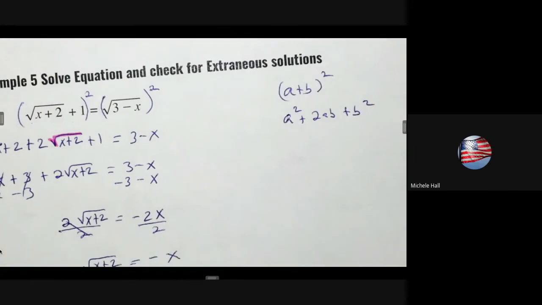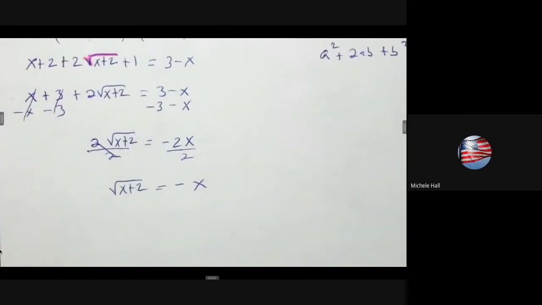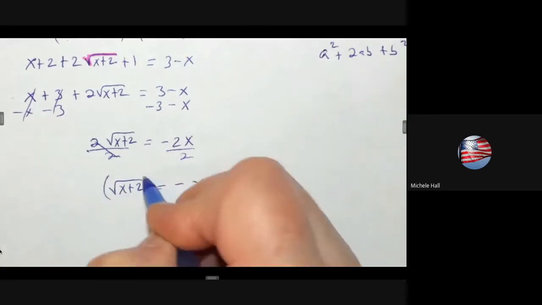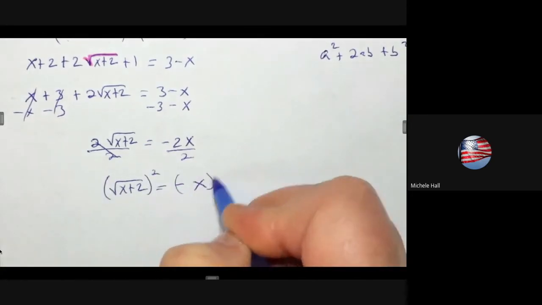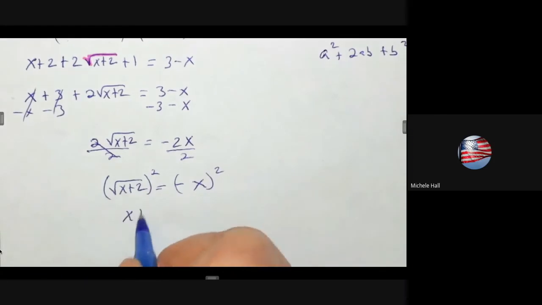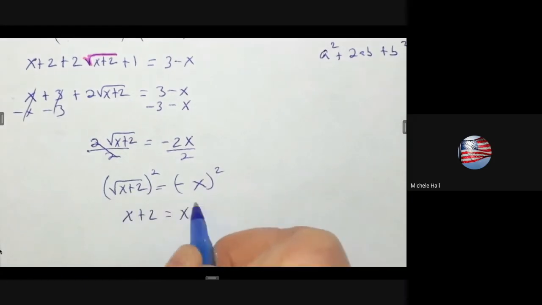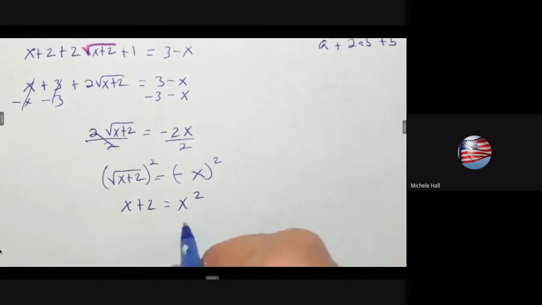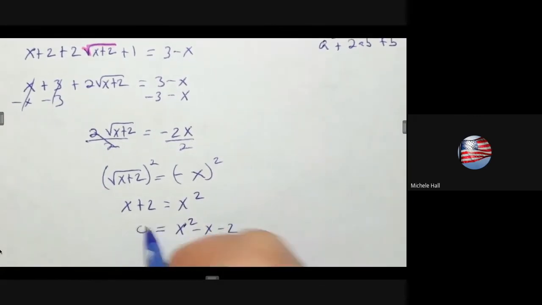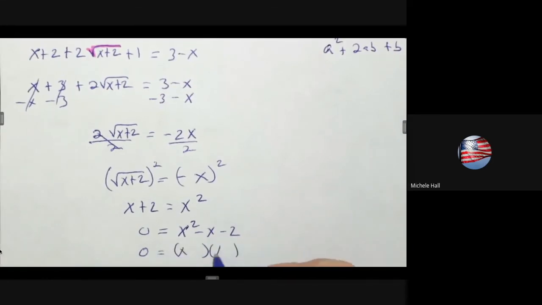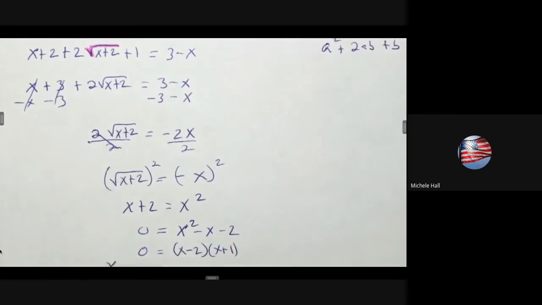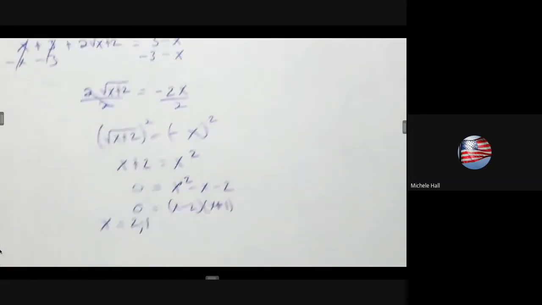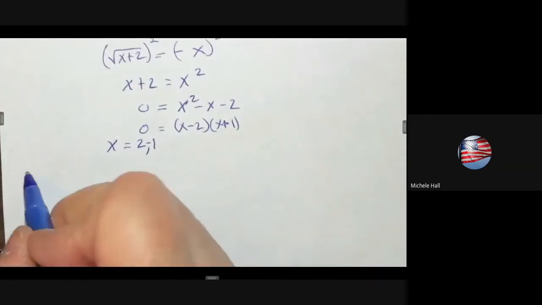And we're ready to do that process again. Square both sides. And we get x plus 2 equals x squared. Combine all of your x's and solve. Check for extraneous roots.